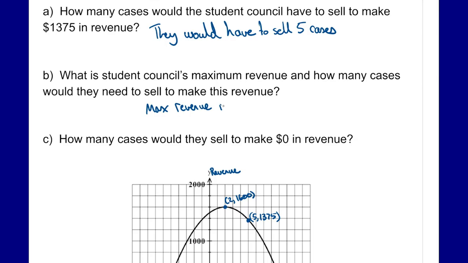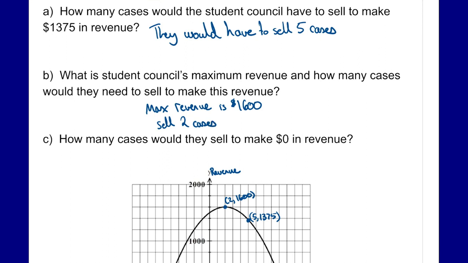The max revenue is 1,600, and they need to sell 2 cases to get that.